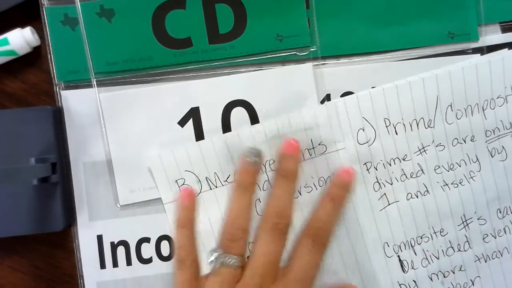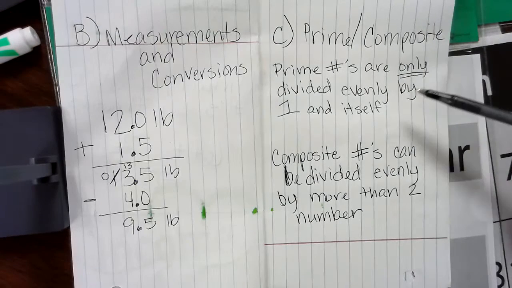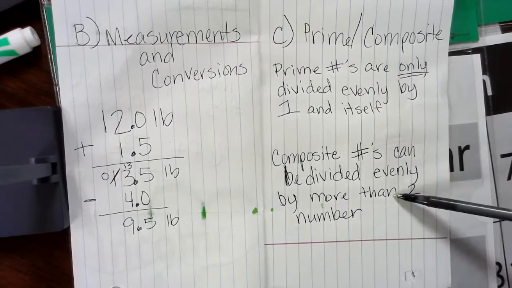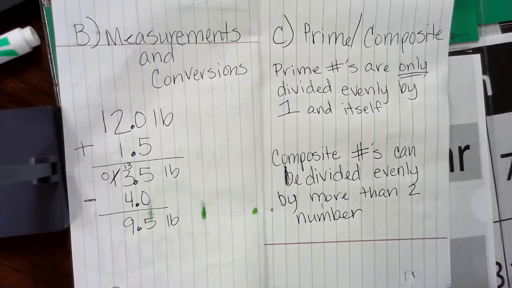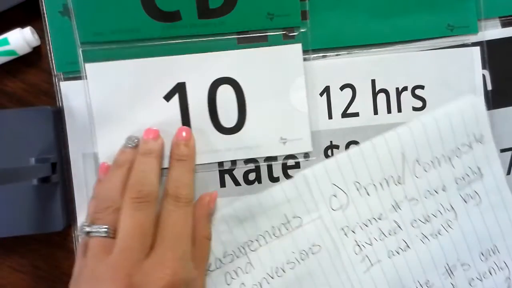So they can be divided by numbers other than, sorry, you couldn't see that. So prime numbers are only divided evenly by 1 and themselves, whatever the number is. And then composite means they can be divided evenly by more than 2 numbers, by more than just 1 and themselves. So our number for C is 10.